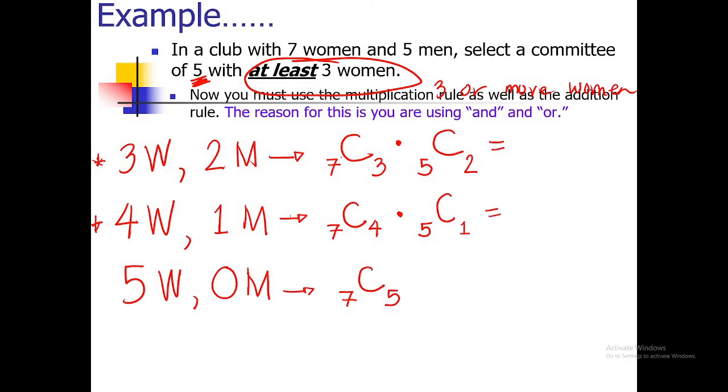What is 7 combination 3 times 5 combination 2? Solve them right away. How much is the result? 350. 350. Do the same thing with 7 combination 4 times 5 combination 1. How much is the result? 175. 175. And lastly, what is 7 combination 5? 21.